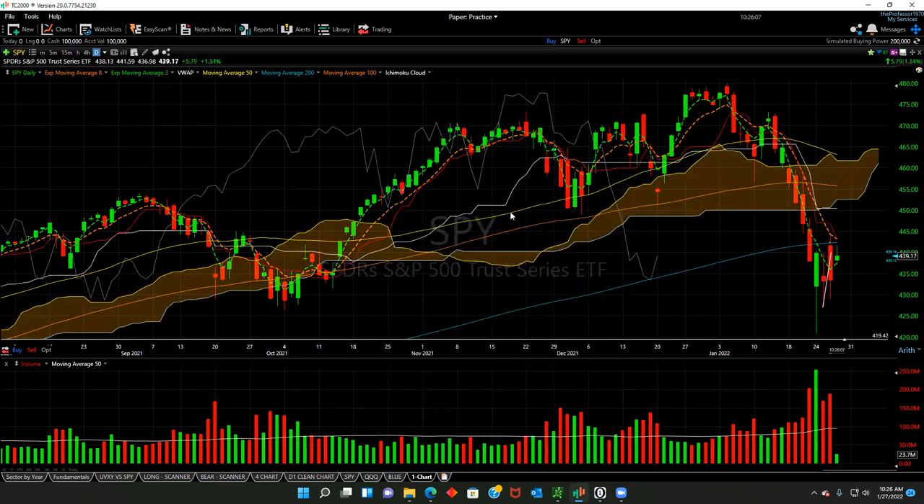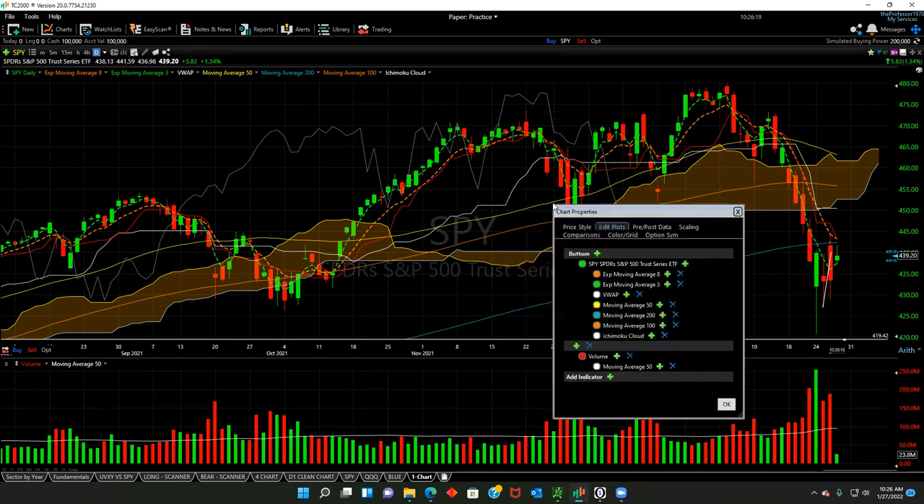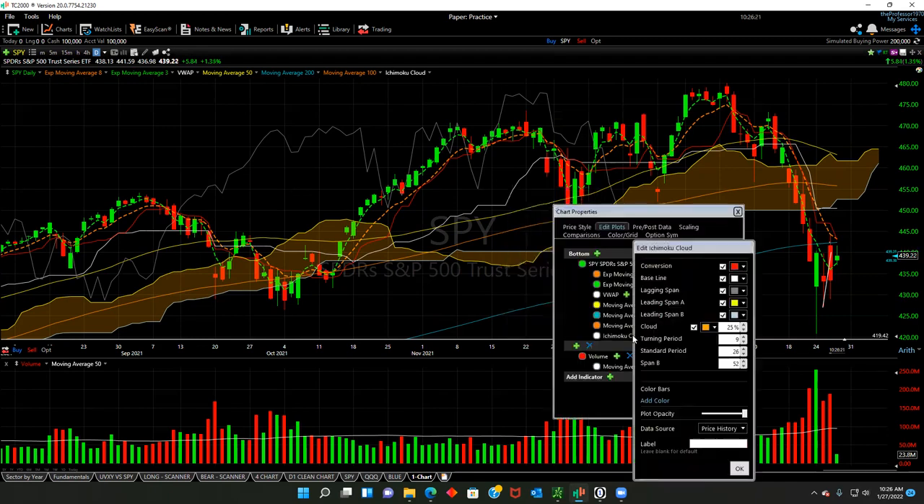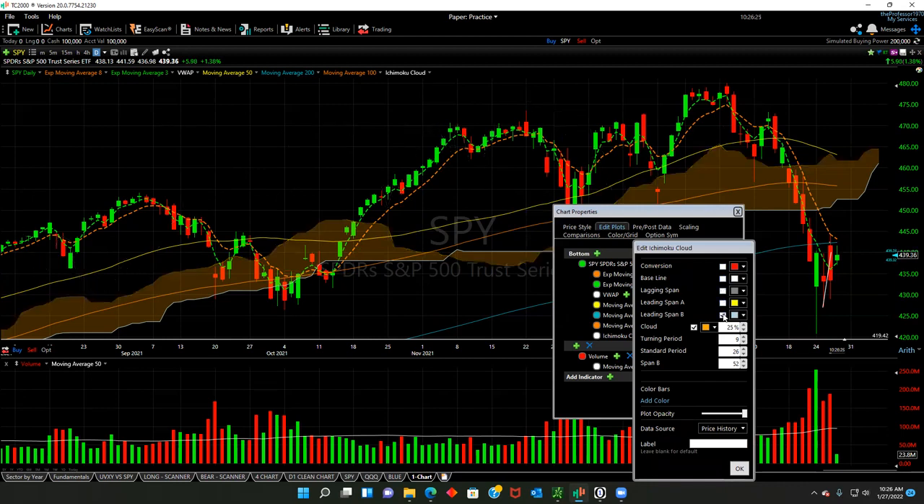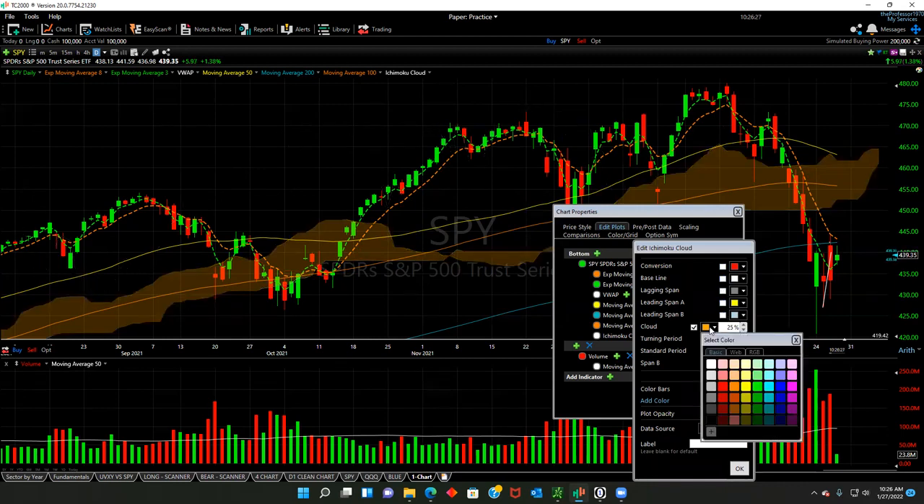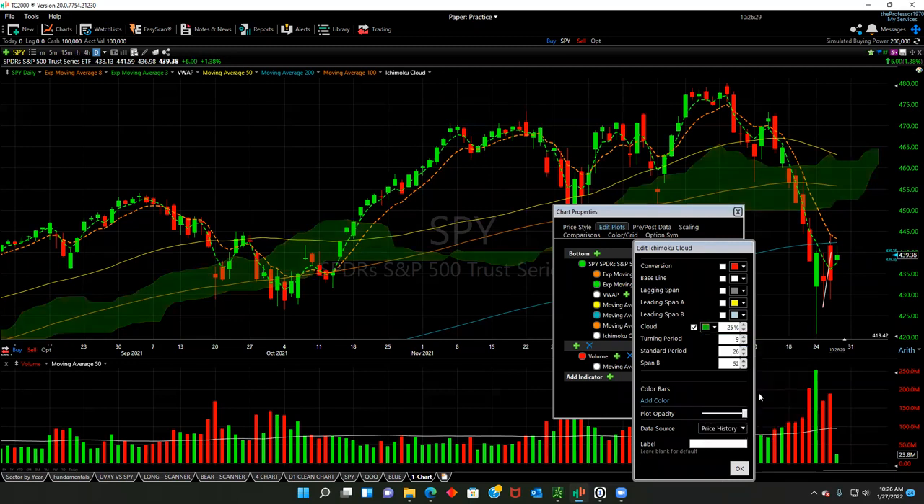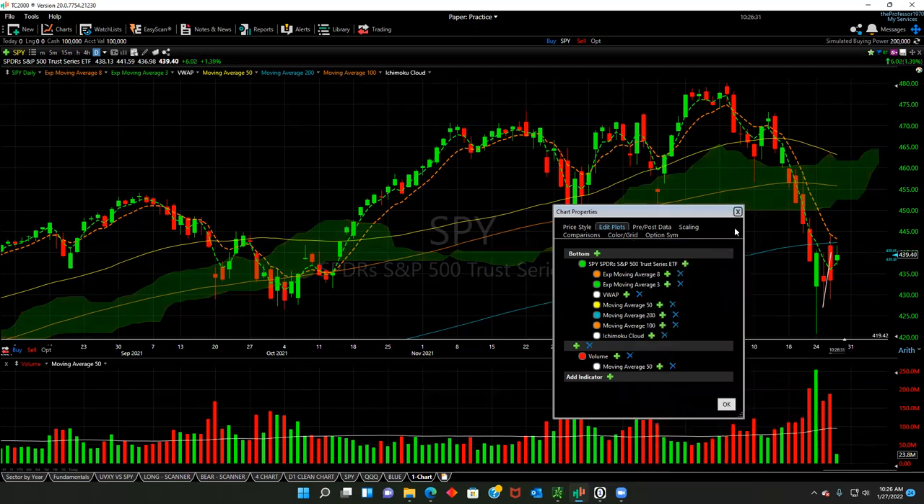Whoa, oh my God, it's going to give me a headache to look. What am I looking at right here? How in the hell am I supposed to figure all these lines out? Way too confusing. So let's get rid of some of these lines. So I go into edit chart properties. I simply click here on the cloud, and I get rid of all these lines until I just have the cloud. I like my cloud green, so I'm going to change that. And there we have it.